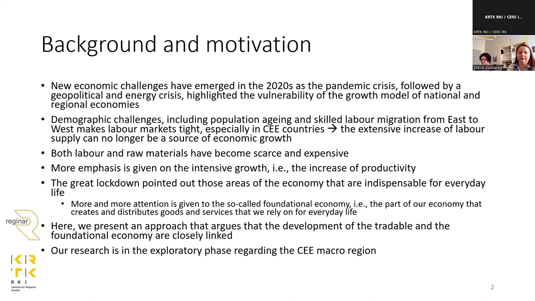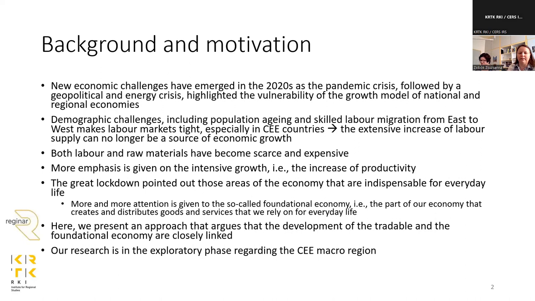The Great Lockdown pointed out some areas of the economy that are indispensable for everyday life. More and more attention is given to the so-called foundational economy, that is the part of the economy which creates and distributes goods and services that we rely on for everyday life. In this presentation, we will highlight the importance of these sectors of the economy and to the development of the economic environment. Our research is now in the exploratory phase regarding the Central and Eastern European macro region.